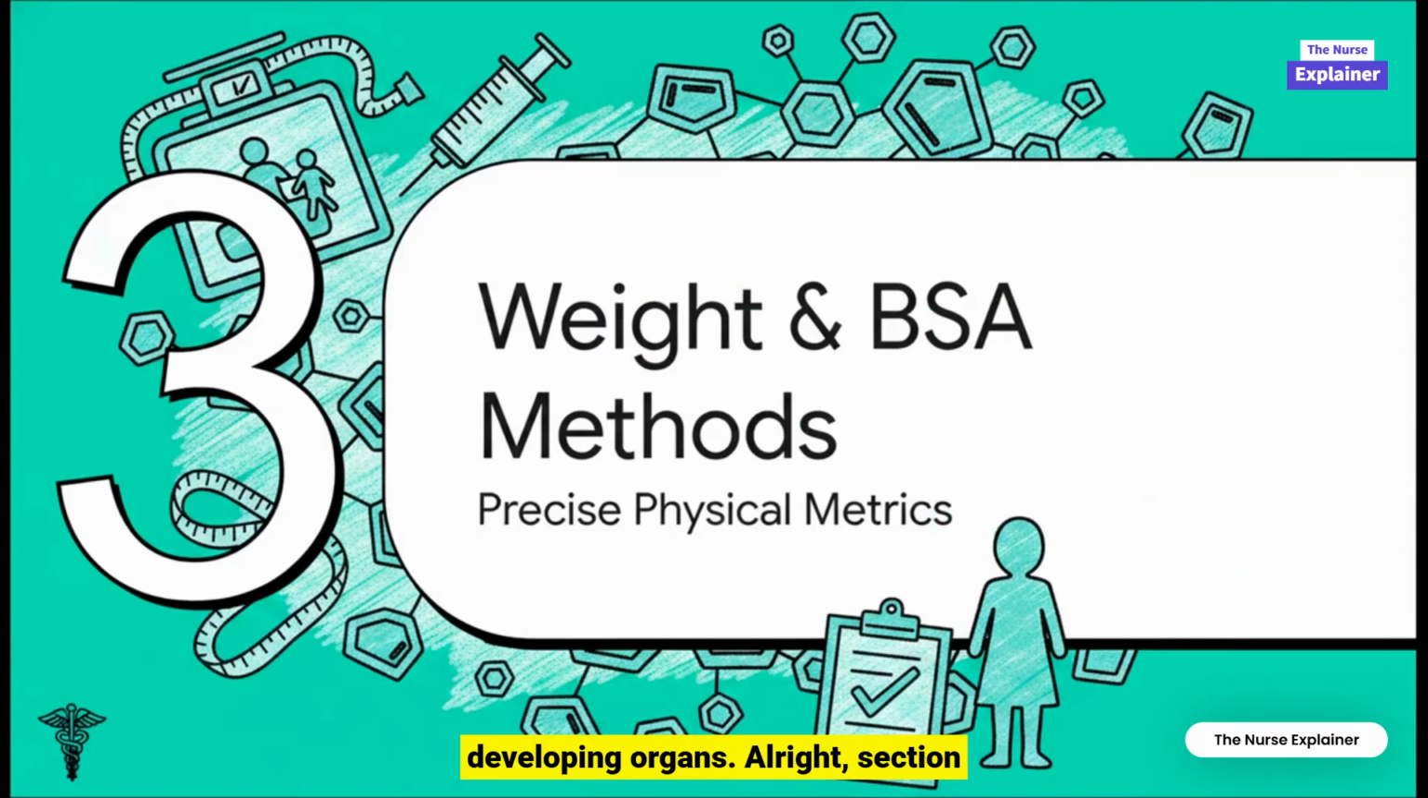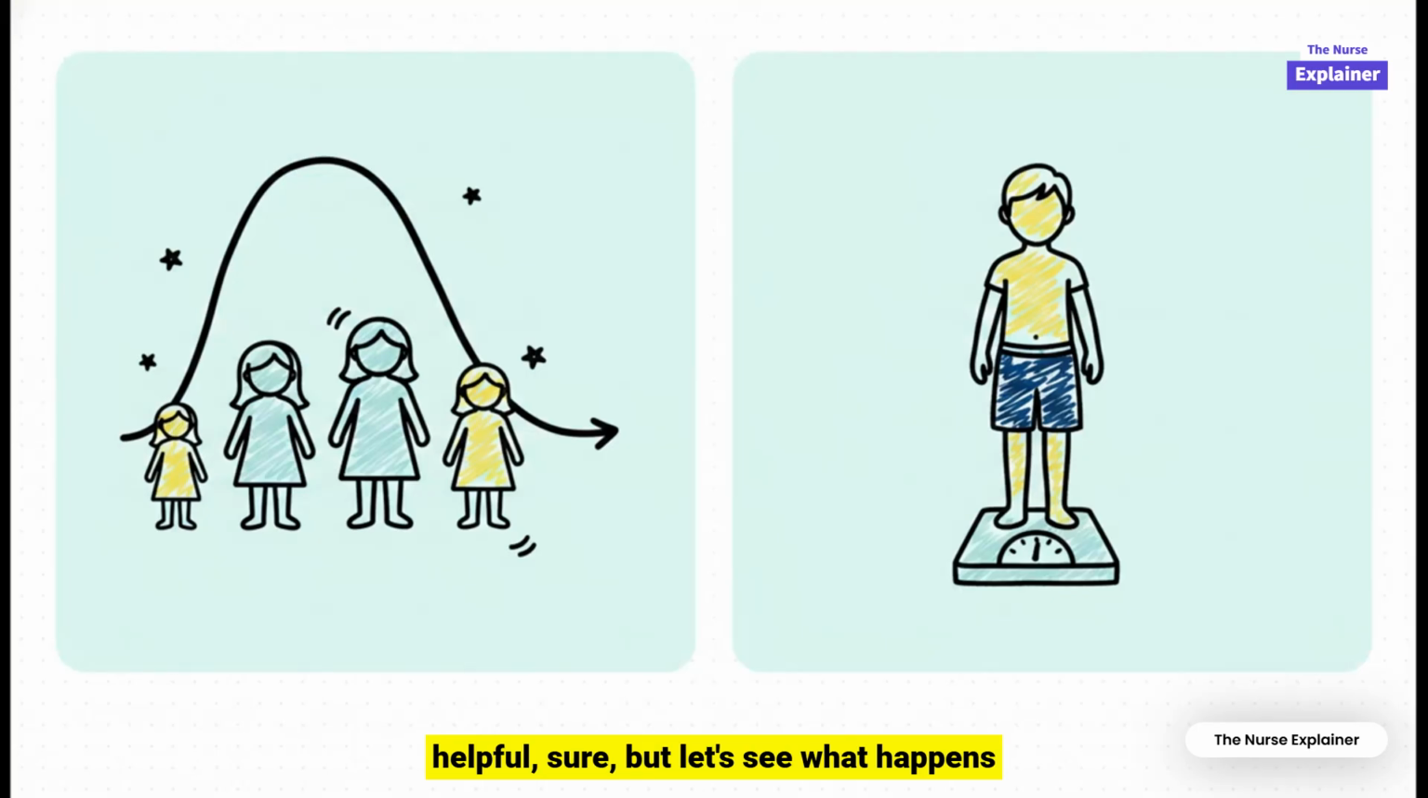All right, Section 3, weight and BSA methods. Age is helpful, sure, but let's see what happens when we introduce more precise physical metrics. When you compare the two side by side, age is really just an average. It assumes the kid is growing perfectly on some standard curve. But a child's actual weight? That tells us exactly how much physical space a drug actually has to distribute into. It grounds the math in physical reality.